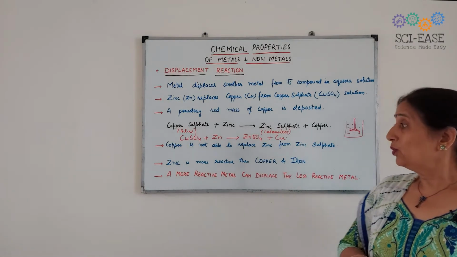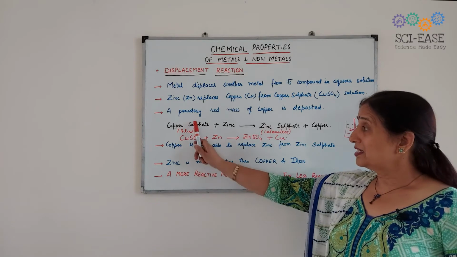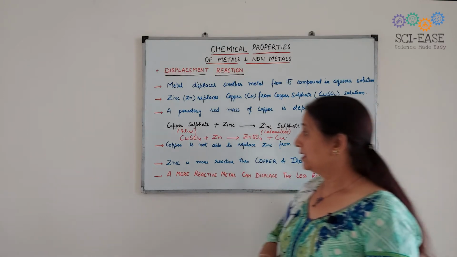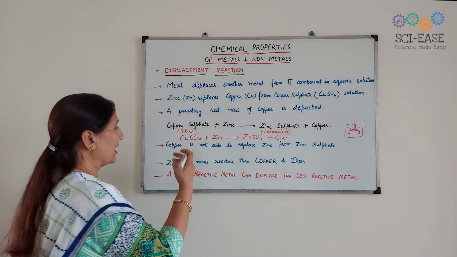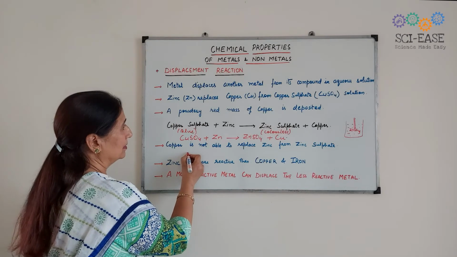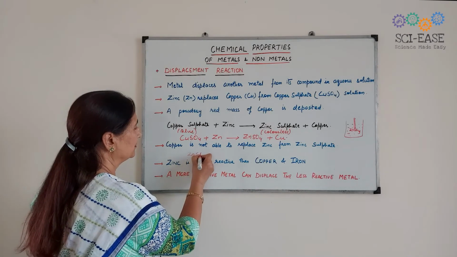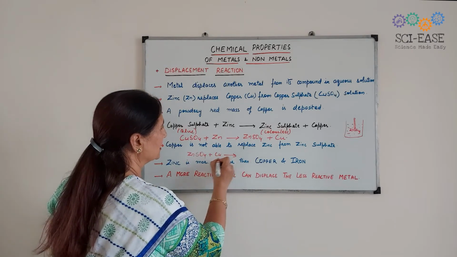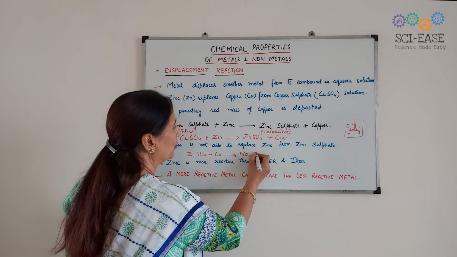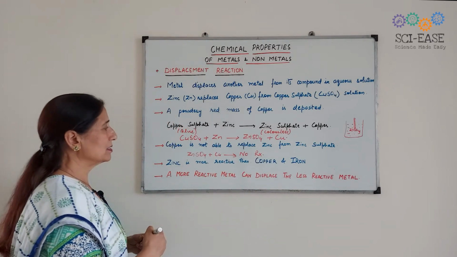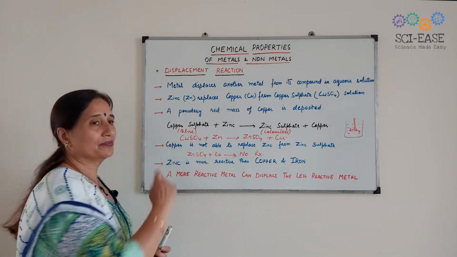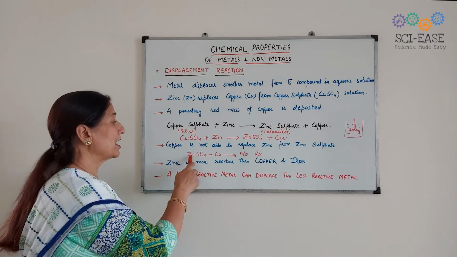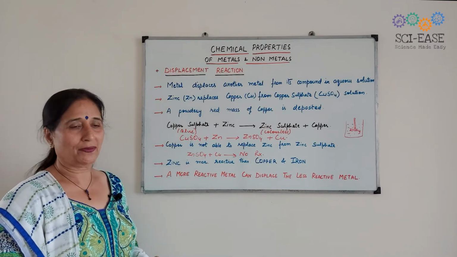So this reaction takes place because zinc is more reactive than copper. And the reverse reaction, that is ZnSO4 plus copper, what will be the result? You will write no reaction, because copper is less reactive than zinc. It cannot displace zinc from zinc sulfate solution.